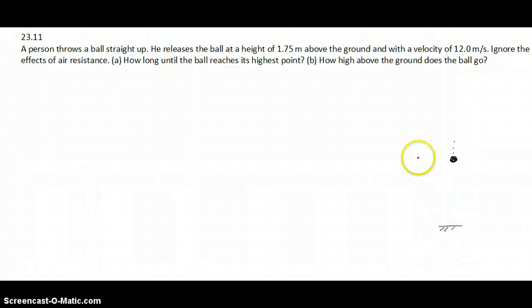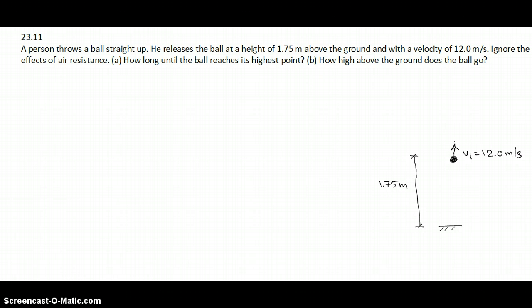Okay? So this height is 1.75 meters. And with a velocity of 12 meters per second. So he gives it an initial velocity of 12 meters per second. Ignore the effects of air resistance, which means we're working in free fall. How long until the ball reaches its highest point?